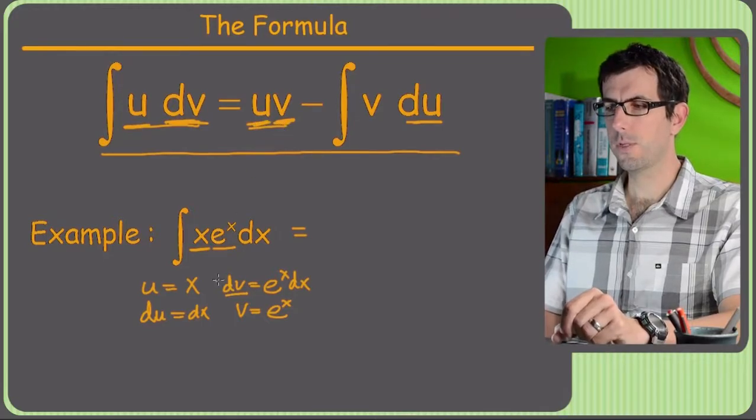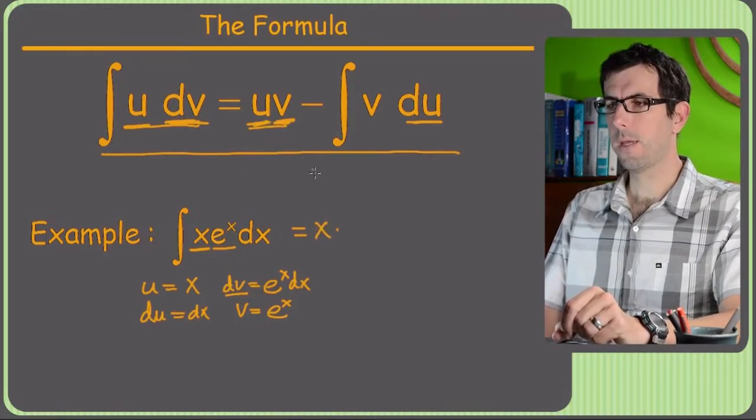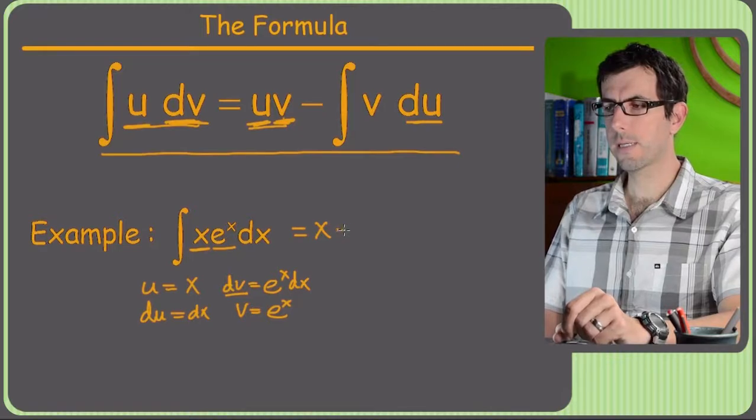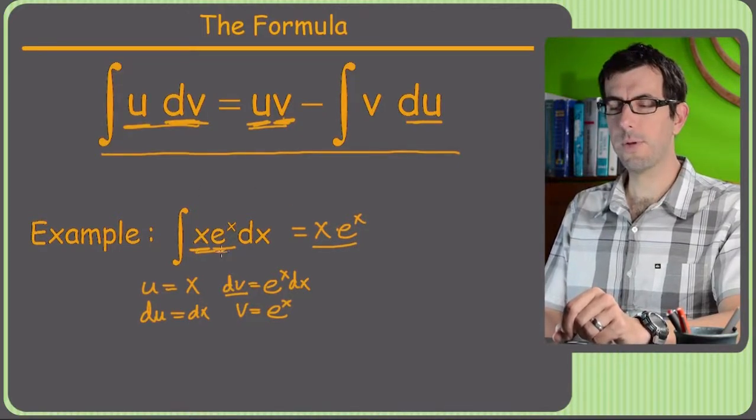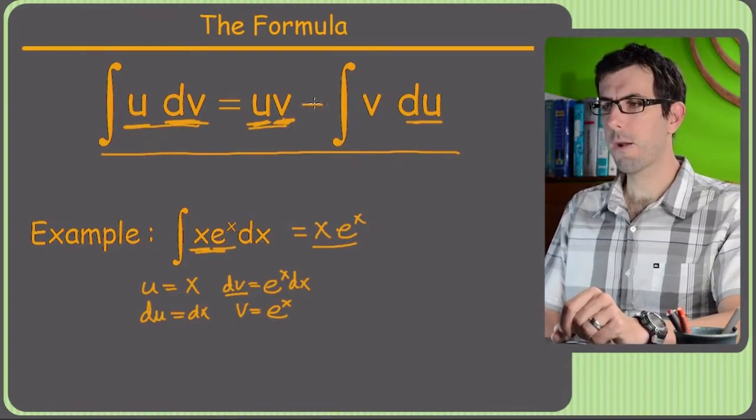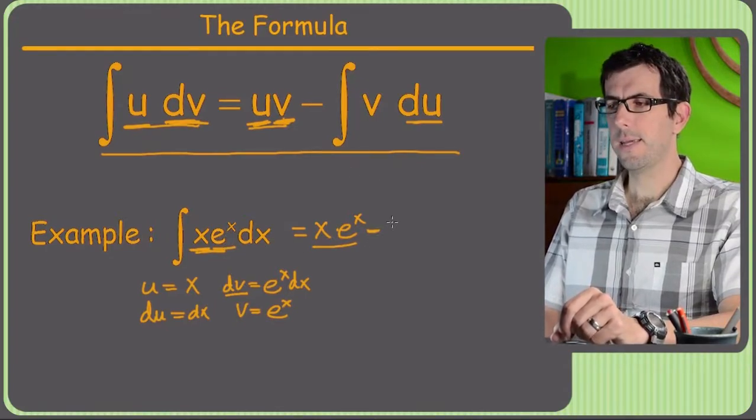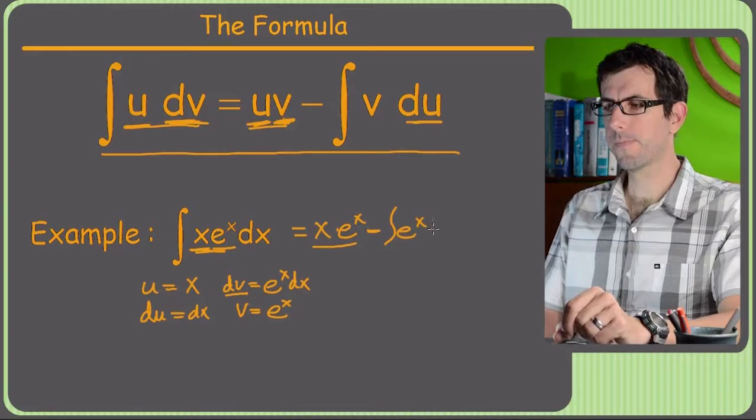First we've got our u, which is x. Then we need our v, which we just found as e to the x. You'll notice it's not a coincidence that this and the original problem are pretty similar. That happens a lot. Then we've got our minus sign. Never forget the minus sign. That's the easiest way to mess up these problems. Then we've got an integral of v, which is e to the x, times du, which is dx.